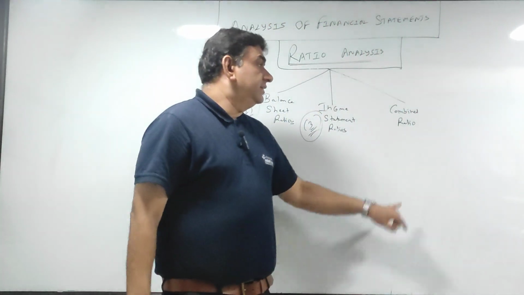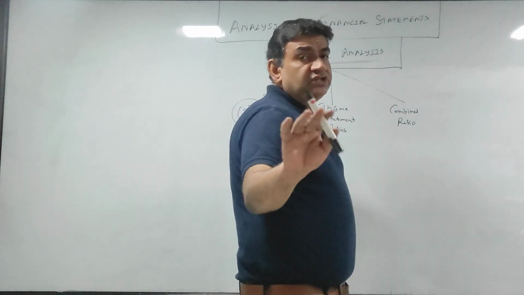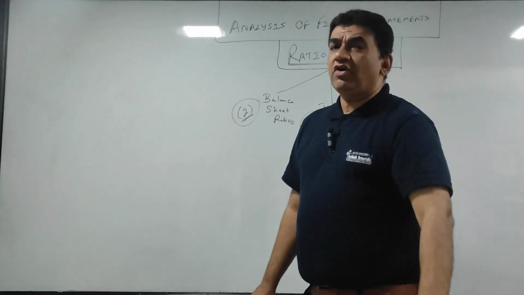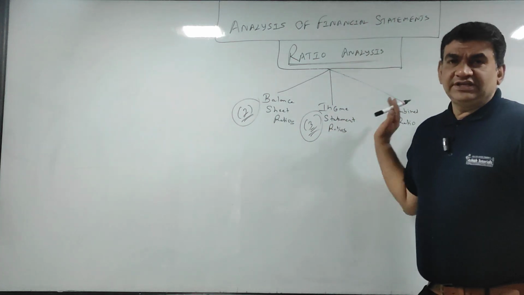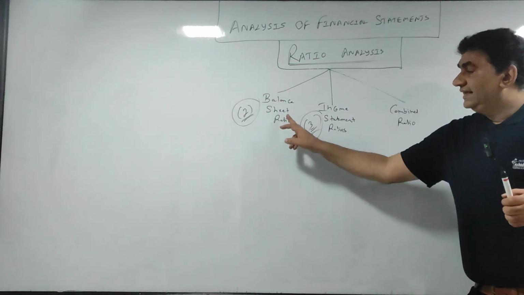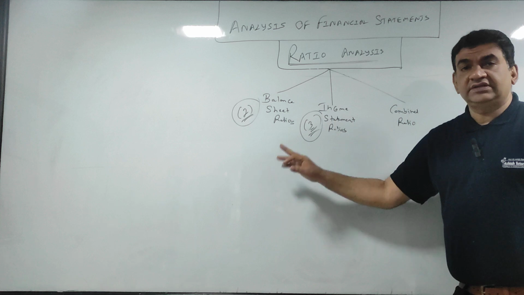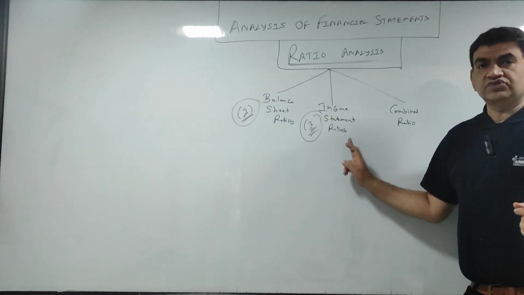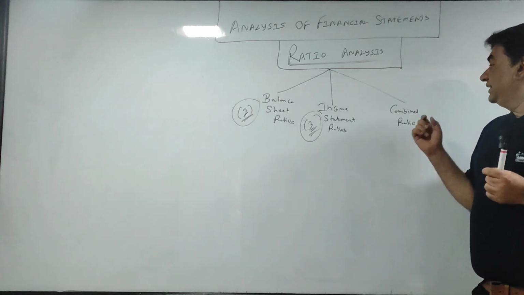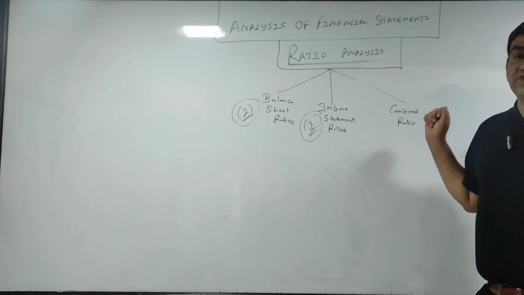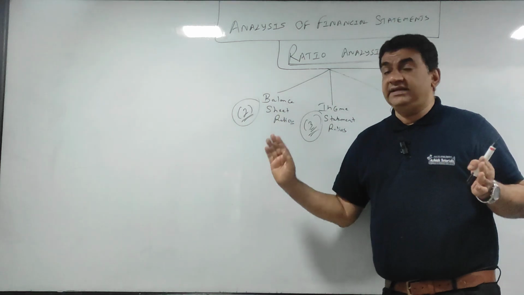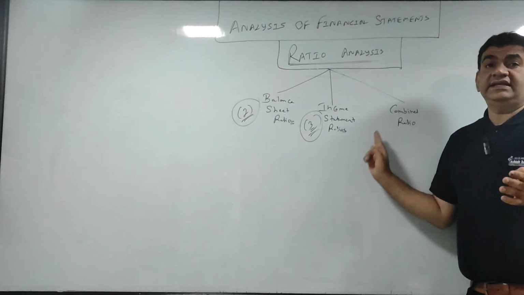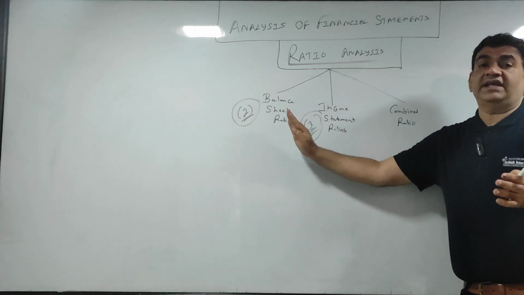Okay, then next is combined. Combined is also called mix ratios or composite ratios. Now I'm sure many of you must have guessed what will be in this. Very simple. What was this? Balance sheet ratios. I need only the balance sheet. What was this? Income statement ratios. I just need trading P&L. What is this? Combined ratio and mix ratio. That means here I need the income statement as well as the balance sheet.